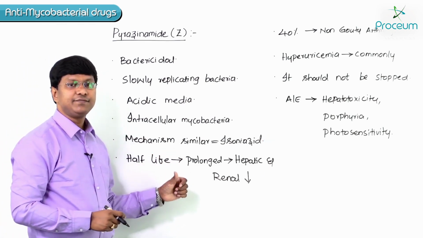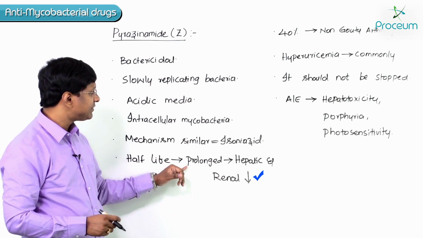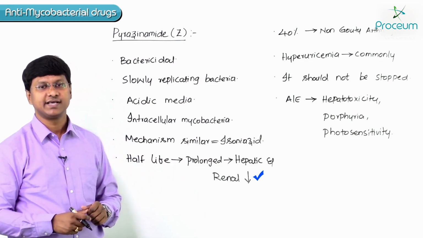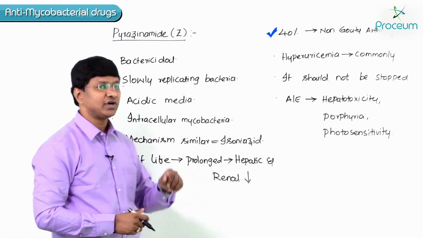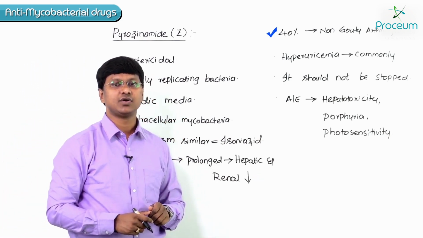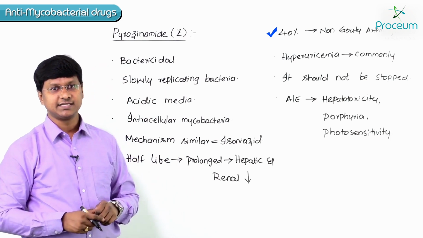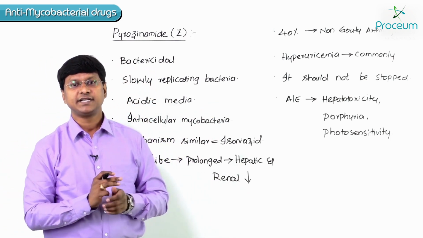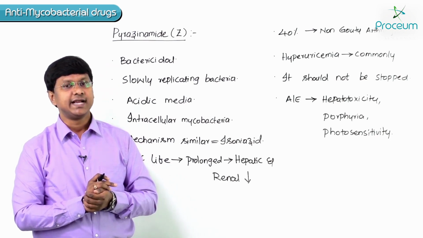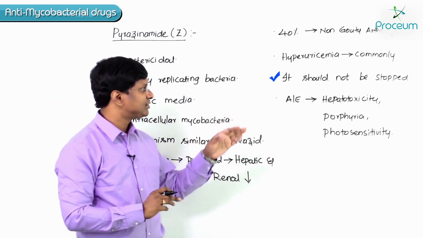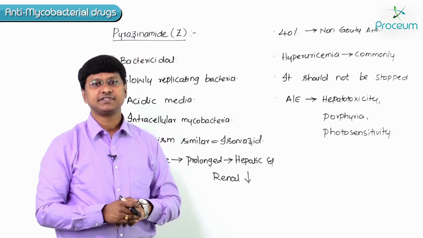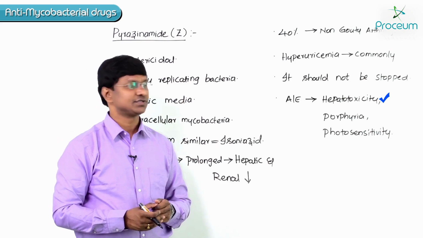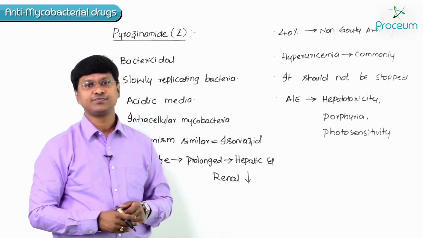not known. The half-life of this drug is prolonged in both renal and hepatic impairment. In 40% of patients, pyrazinamide causes non-gouty arthralgia. Hyperuricemia also occurs commonly, but it is usually asymptomatic and the drug should not be stopped if hyperuricemia develops. The other adverse effects are hepatic dysfunction or hepatotoxicity, porphyria, and photosensitivity.